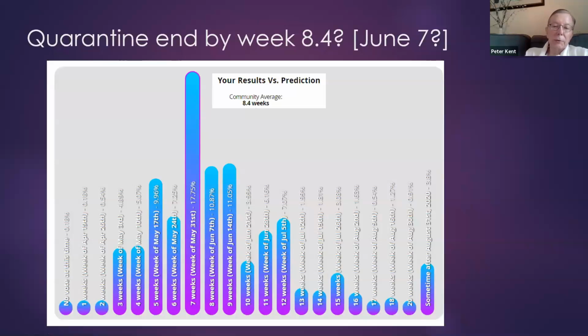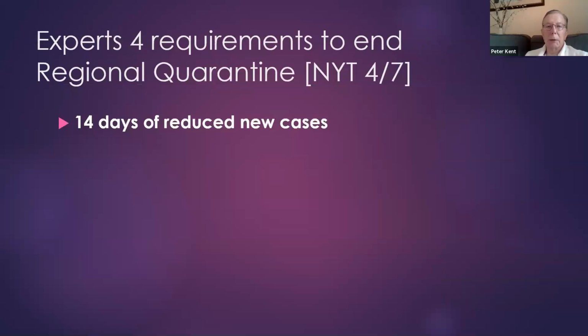So this was an interesting one. This is a bunch of quasi experts all projecting when they think the quarantine will end, and the average projection was 8.4 weeks, which would be right here. It would be June 7th. I doubt it. I seriously doubt it at the way it's going right now. I don't think it'll end that quickly.